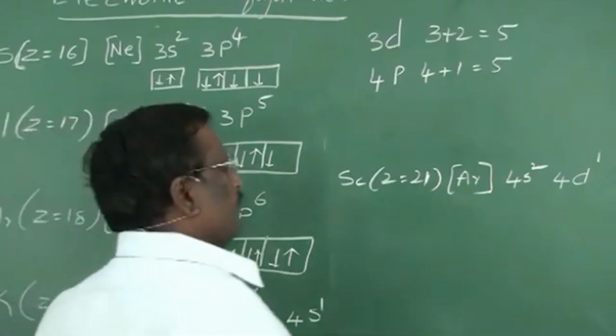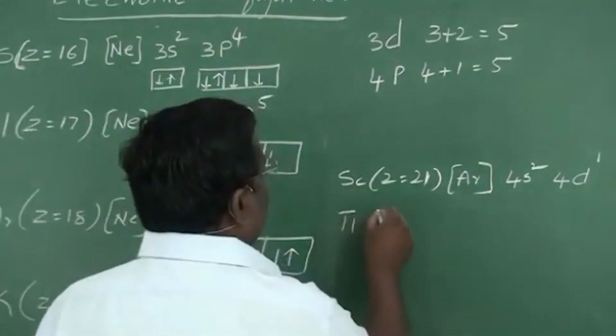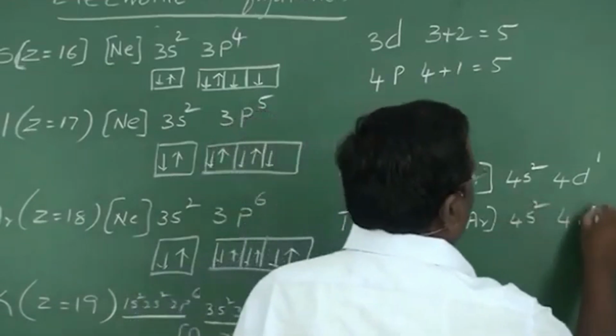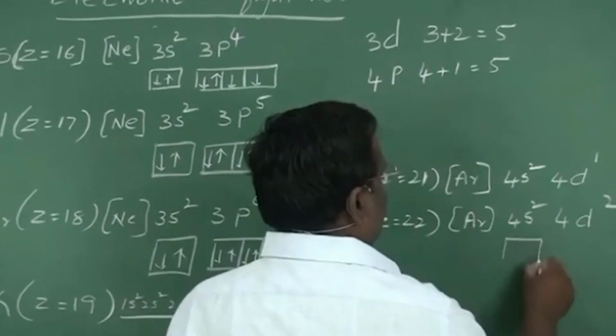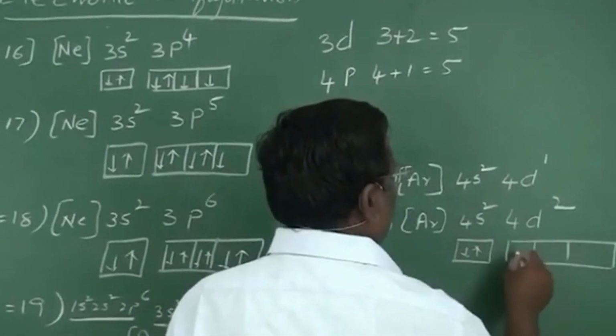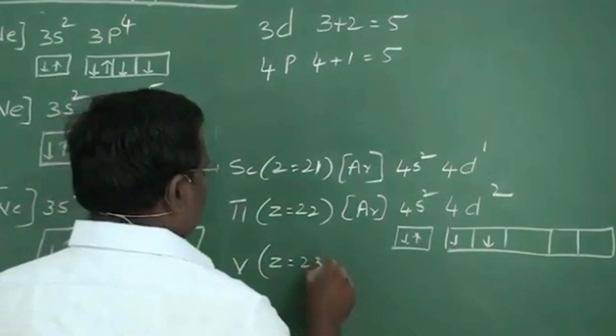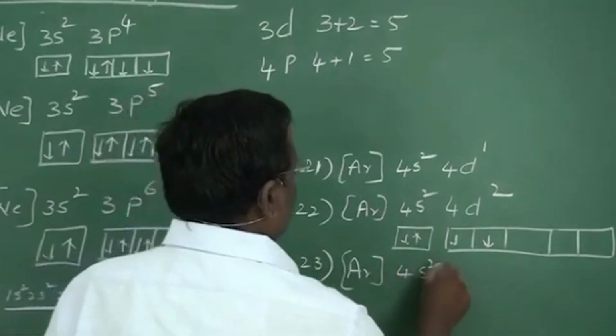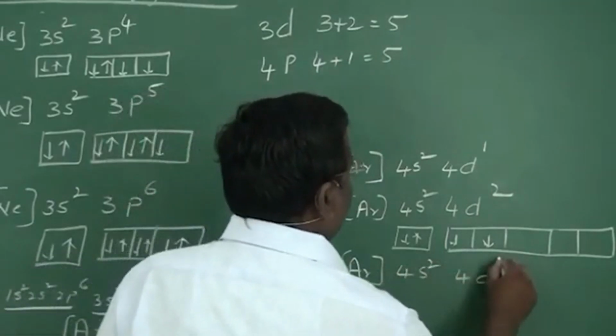That is the electronic configuration. Scandium, then titanium, Z is equal to 22. Argon 4s2, 3d2. Vanadium, 23. Argon 4s2, 3d3.